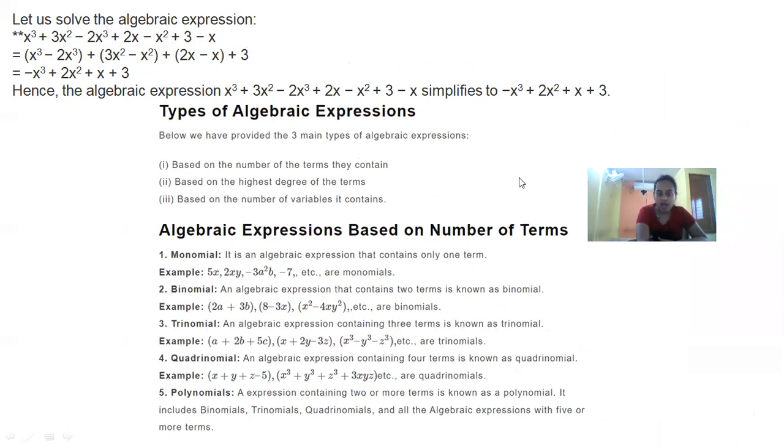If you have 2 terms, as we had in the previous example, that is 5x plus 7, that was a binomial because there also you have 2 terms in the expression. If you have 3 terms, that is a plus 2b plus 5c, trinomial; quadrinomial, 4 terms, and like this. An expression containing 2 or more terms is known as a polynomial. That means the trinomial, quadrinomial, all these are being incorporated within the polynomial. So it includes binomial, trinomials, quadrinomials, and all the algebraic expressions with 5 or more terms. Whatever be the number of terms in the expression, you can call it polynomial if the number of terms is greater than 1. Right? So this is the first way in which you can classify or name the algebraic expressions.